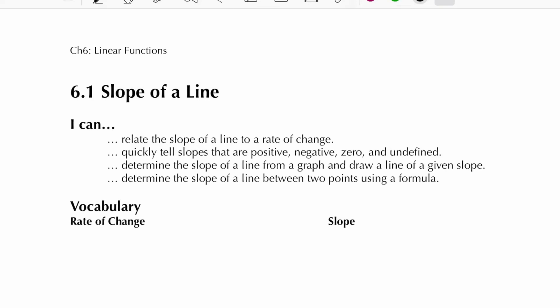Hello, this is Mr. Stein, and in this video we are going to look at Chapter 6.1, the slope of a line. By the time you're done this lesson, you should be able to relate the slope of a line to a rate of change, quickly tell slopes that are positive, negative, zero, and undefined, determine the slope of a line from a graph, draw a line of a given slope, and determine the slope of a line between 2 points using a formula.